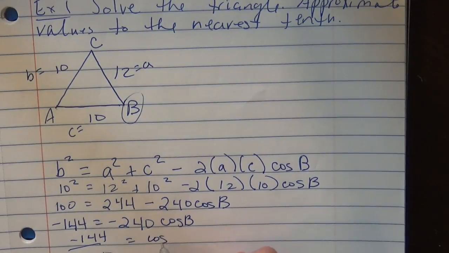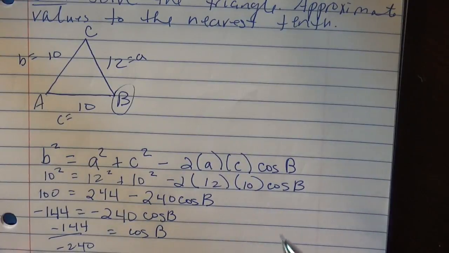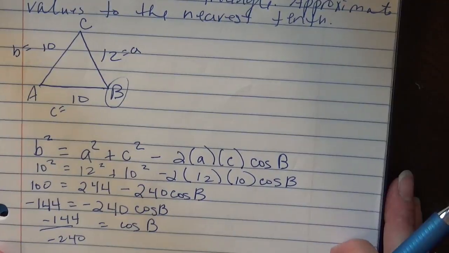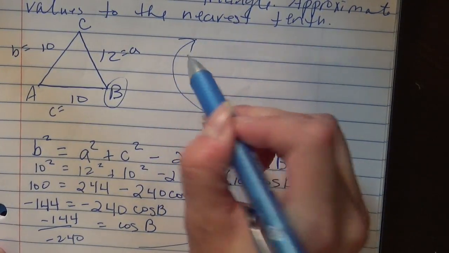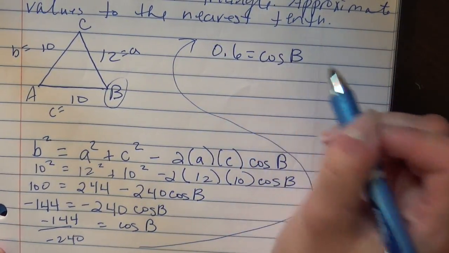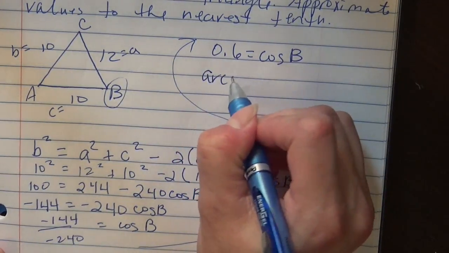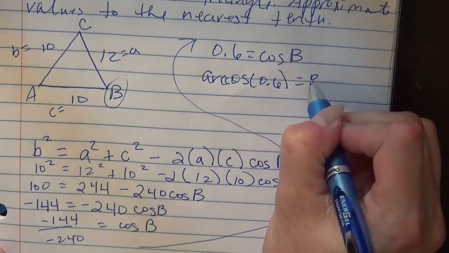That gives us cosine B. And if we were to simplify negative 144 divided by negative 240, that would give us 0.6. So we have, and I apologize, I'm running out of space here. I'm going to have to bring it back up here. 0.6 equals cosine B. Then we need to do cosine inverse, or arc cosine of 0.6 equals B.